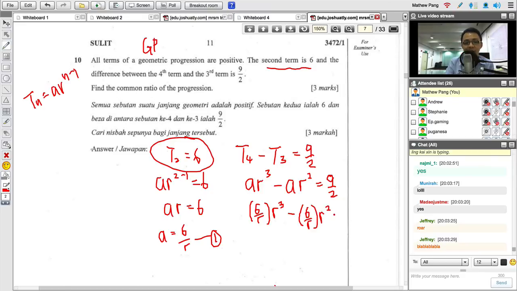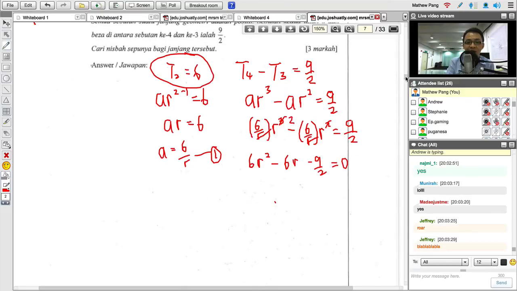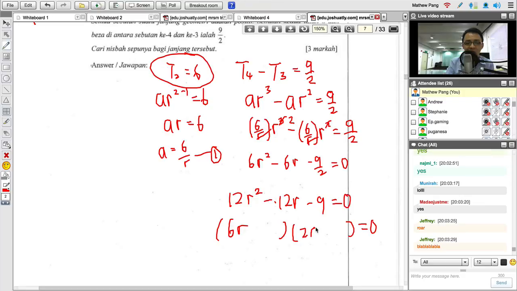So I simplify, this is squared. So I've got 6r squared minus 6r minus 9 over 2 equals 0. Obviously, we know this is something to do with quadratic, right? So we just multiply 2 for everything. 12r squared minus 12r minus 9 equals 0. Then I just factorize it carefully. I use 6r, 2r, 3 and 3, one minus and one positive. So r will equal negative 1 over 2, and this one r will equal 3 over 2.